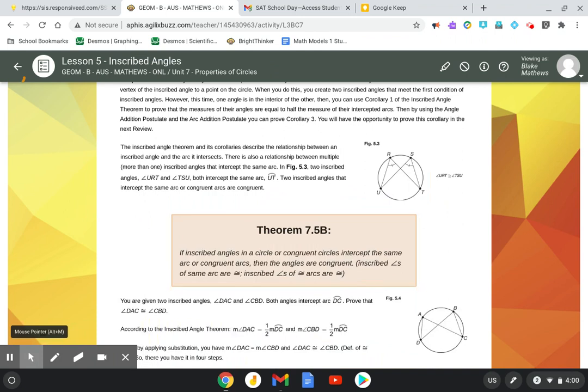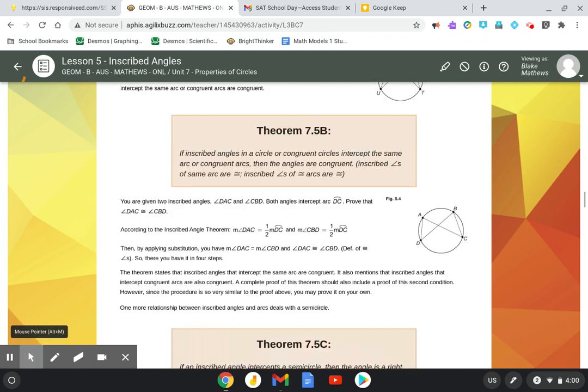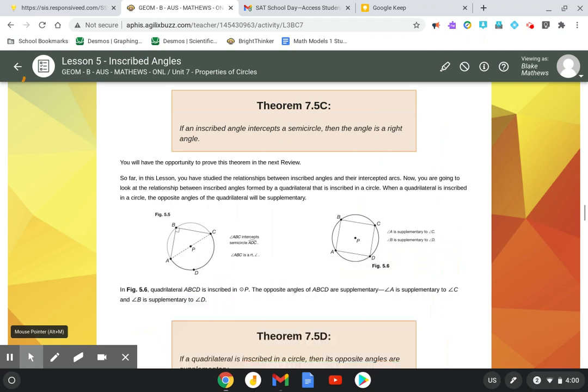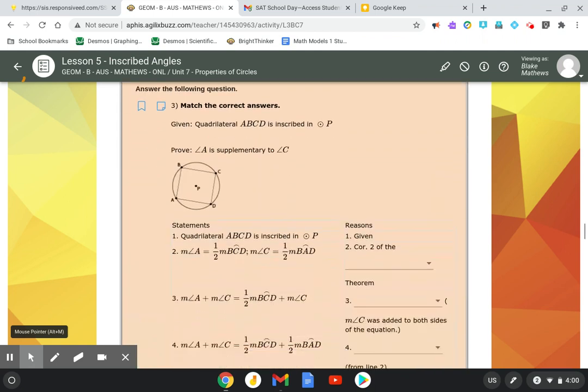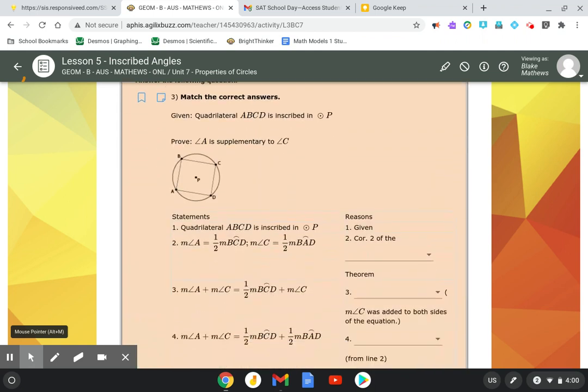There are some more corollaries and more extensions of this theorem about the half arc angle relationship. So this one says you have quadrilateral ABCD. See that? That's inside the circle. It's inscribed. Prove that A is supplementary to C. Remember that in order to prove that A is supplementary to C, that means we need to prove that angle A plus angle C add up to 180 degrees. So that's what we're going to have to do here. So we'll see how we can get there. That's the definition of supplementary.